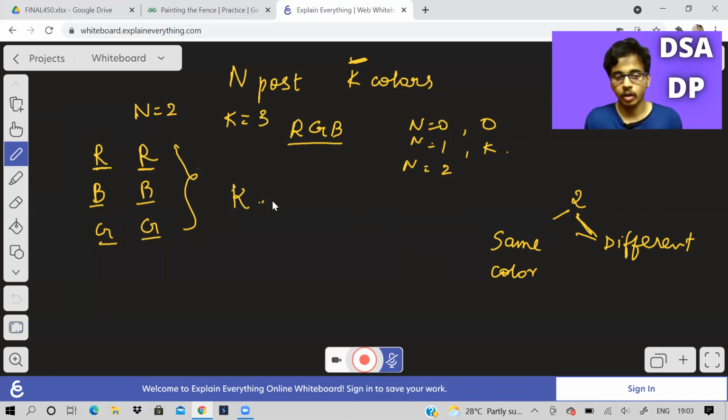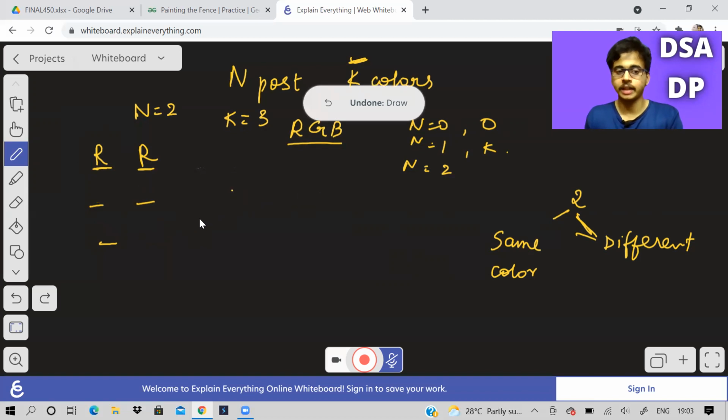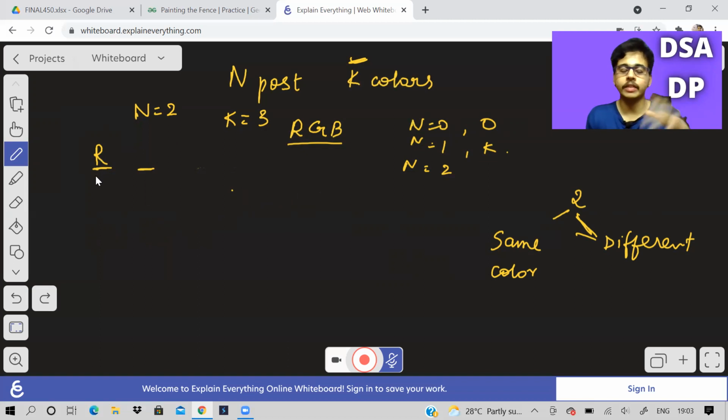So what does it mean? If you want to color the second post with the same color that you did for the previous post, then you have K options. Now let us check for a different color. Suppose R you have colored, you don't want to color this post with the same color. How many options do you have? Out of RGB, you don't want R. So how many options? 2 options, either RG or RB.